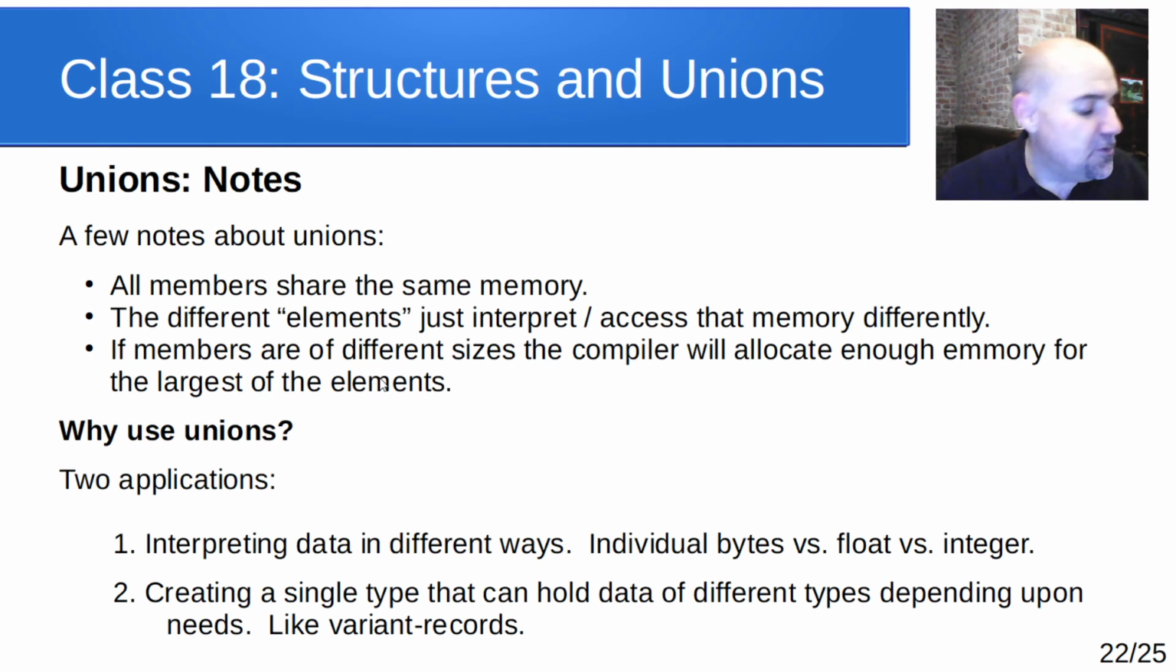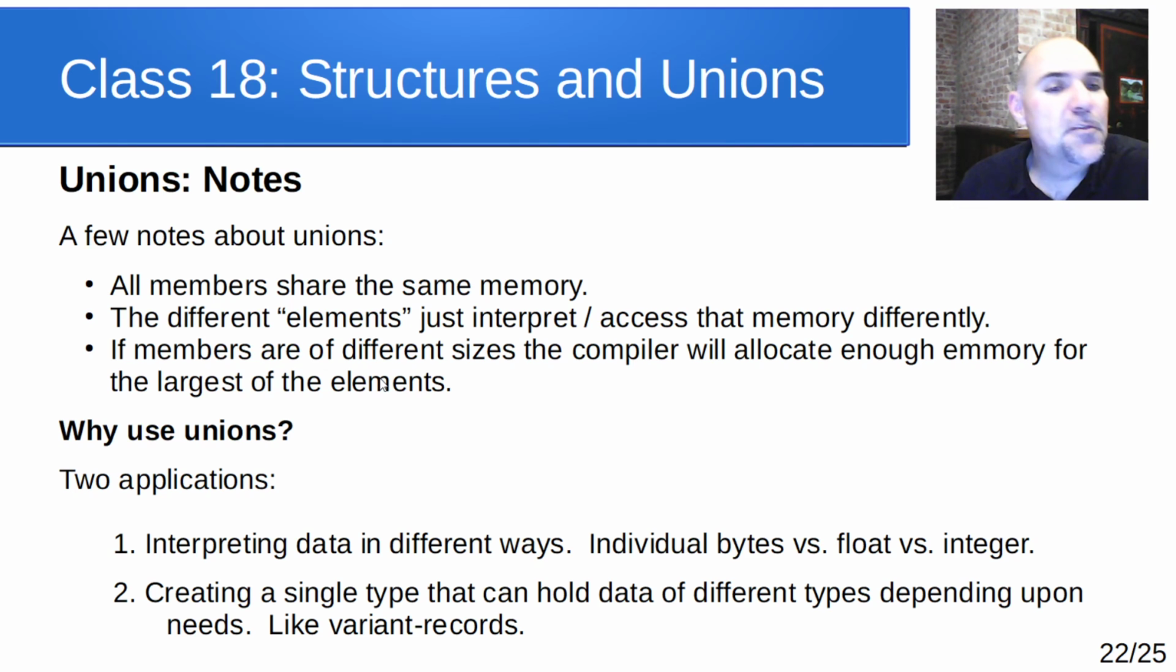All right, so why use unions? There are a couple reasons here. One of them is interpreting data in different ways. For example, do we want to access individual bytes? Or do we want to access it as floats? Or do we want to access it as an integer? We can set up a union and then we can access it any of those ways depending on how we need to given the situation that we're in.